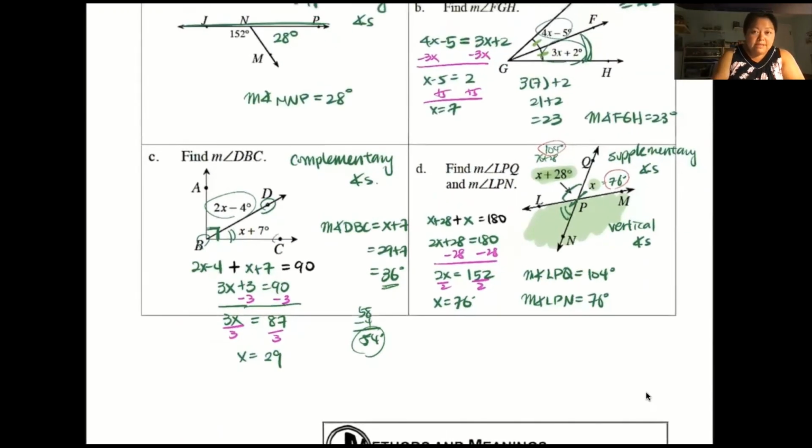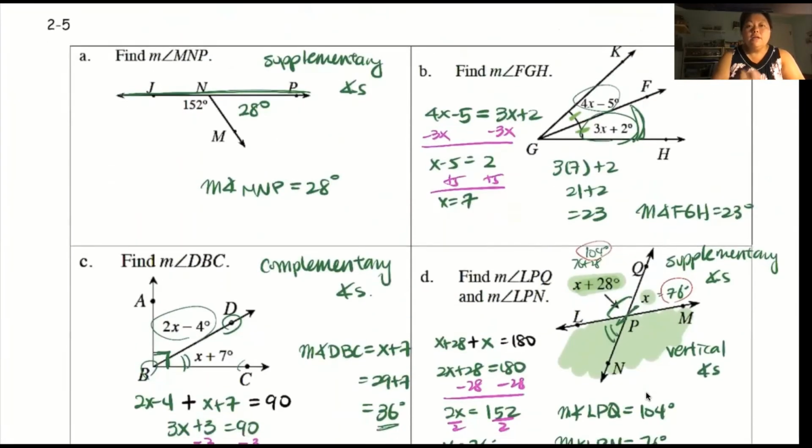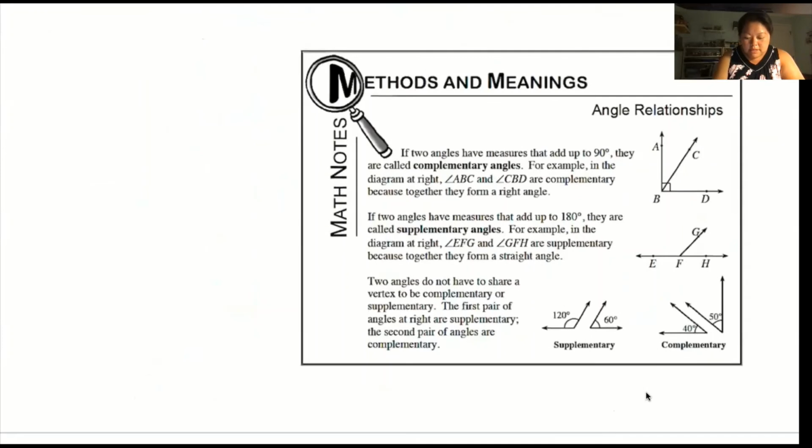I know that was a bit fast, so make sure you go back and re-look at 2-5 here. If you can understand what happened in A, B, C, D, then you're on a very good track. Take some time to read over the methods and meanings. It further defines some of the angles we're talking about, the complementary and the supplementary, right? Now, if you're wondering, what about the vertical? It'll come later, I promise you. And see, it shows you that a supplementary angle and a complementary angle don't have to be next to each other. As long as the measurements add up to 90 or 180, they are called complementary and supplementary respectively.